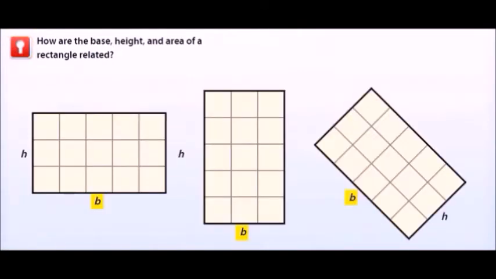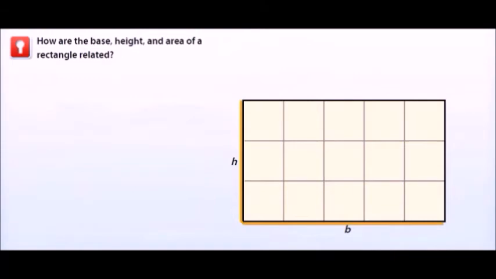Let's find out how the base, height, and area of a rectangle are related. The base, B, of a two-dimensional figure can be any side. The height, h, is the measure of a perpendicular line segment from the base to the top of the figure. Remember, perpendicular lines and perpendicular line segments form right angles.